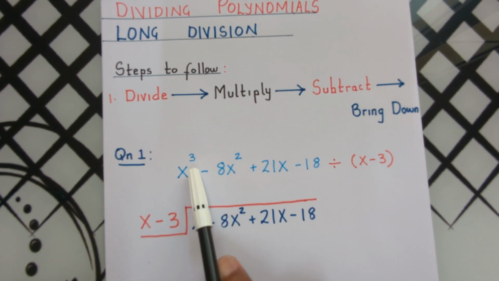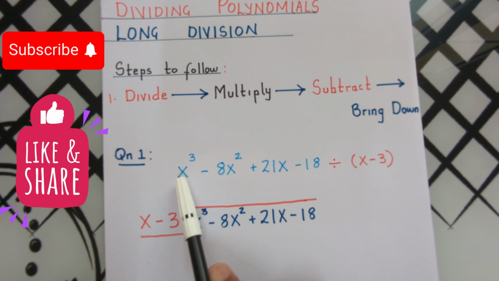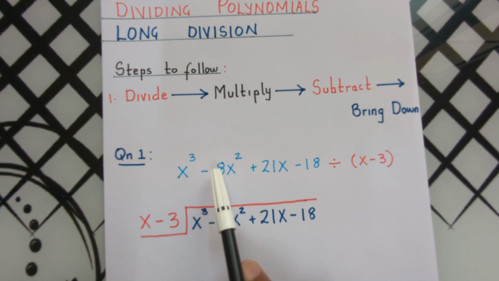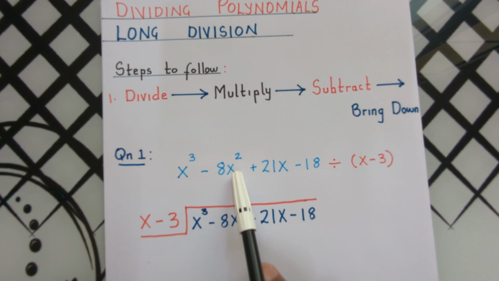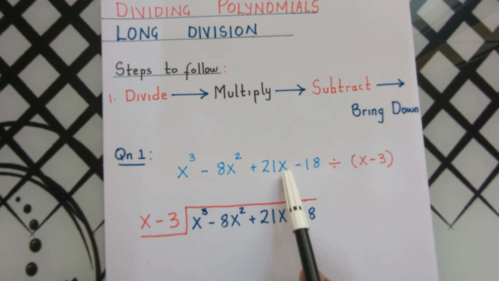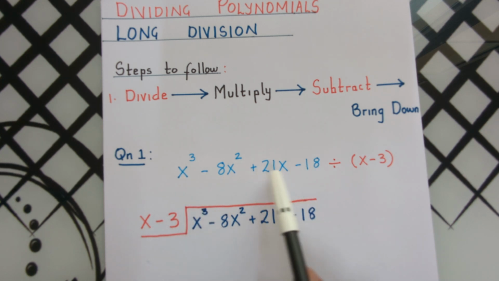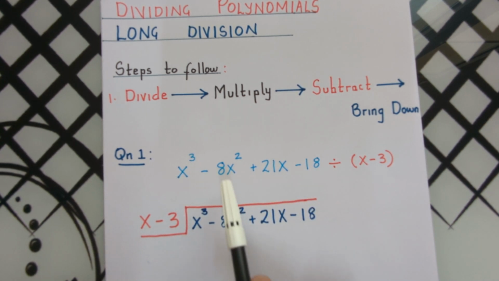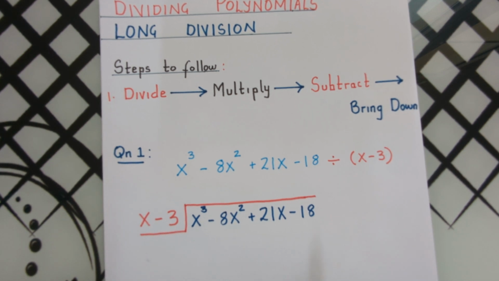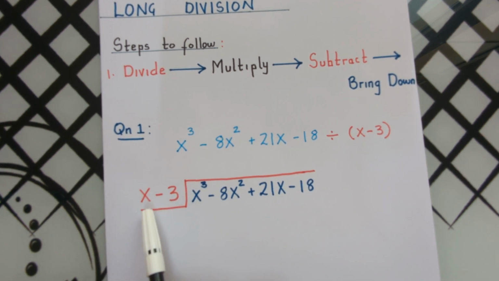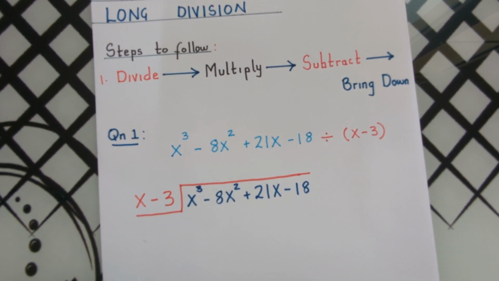So this polynomial is a degree of 3. So we have x to the power of 3, and the next exponent of our variable x is 2, followed by 1, and lastly by 0. So you should always maintain this order and make sure that there is no missing exponent. So we write our polynomial in this form and we put our x minus 3 on the left side. Now let's do the division.